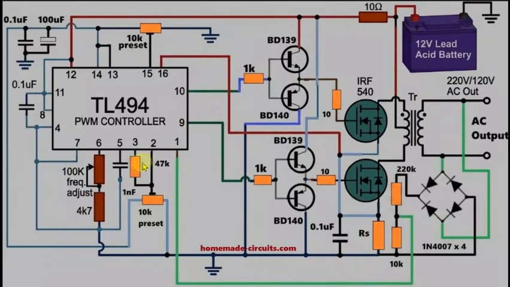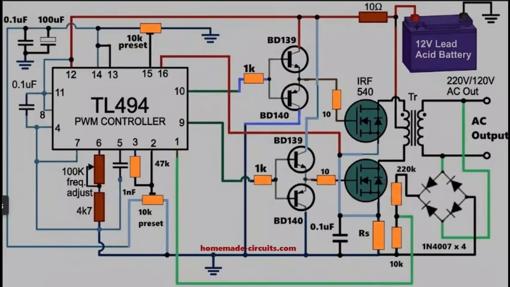Next, pin 3 is the feedback and compensation pin. This critical pin directly controls the PWM duty cycle internally. Connected to this pin is a 47K resistor and a 10K preset. The 10K preset adjusts the PWM threshold and allows calibration of the final output voltage.